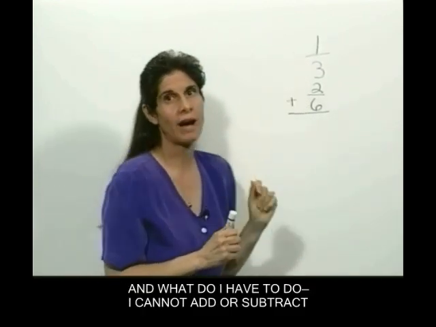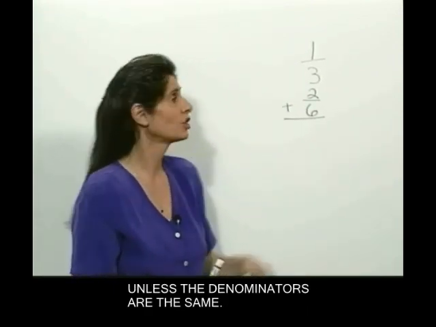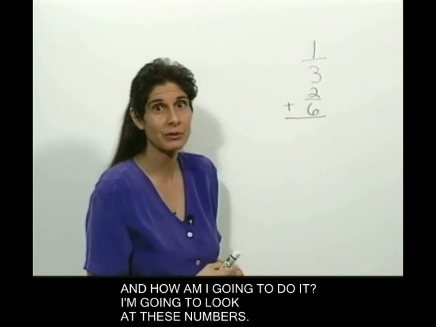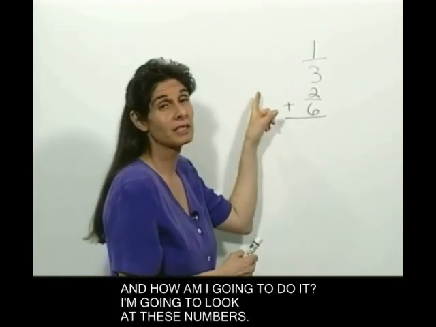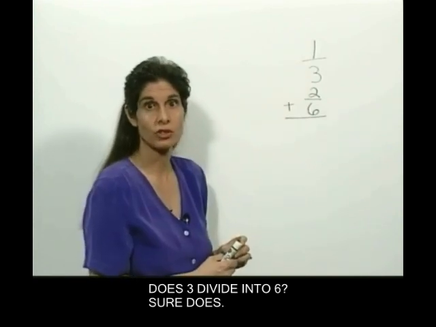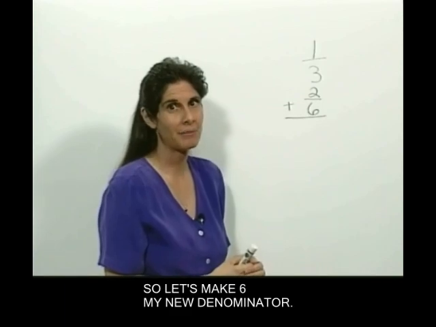And what do I have to do? I cannot add or subtract unless the denominators are the same. So I need to make sure that both denominators are the same. And how am I going to do it? I'm going to look at these numbers. Does 3 divide into 6? Sure does. So let's make 6 my new denominator.